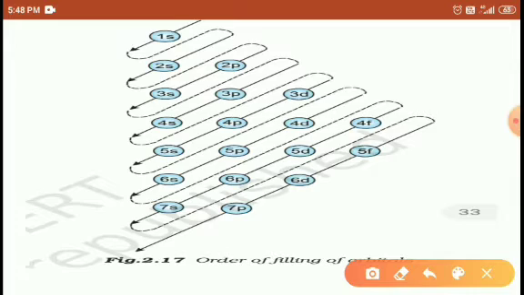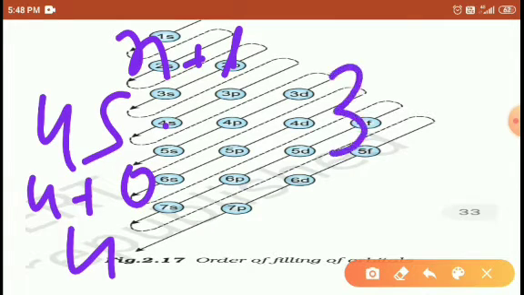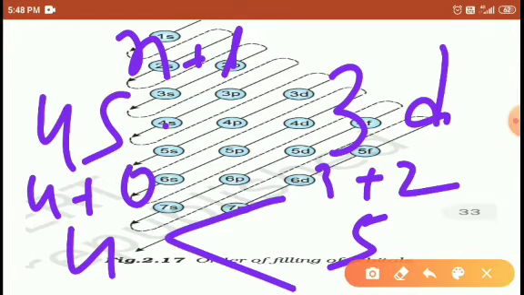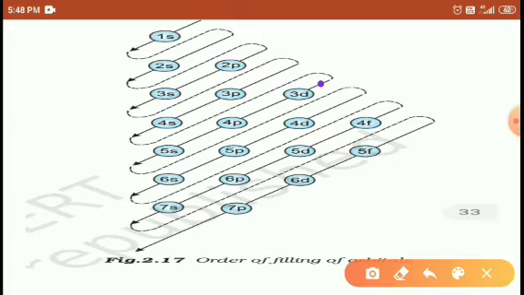Next, after 4p comes 4s, and again we are applying the n plus l rule. When you count for 4s, n plus l is 4 plus 0, that is 4, and for 3d, it is 3 plus 2, that is 5. So which one is higher, students? According to this formula, 5 is higher, so we give the first preference to 4s, and then it shifts to 3d.